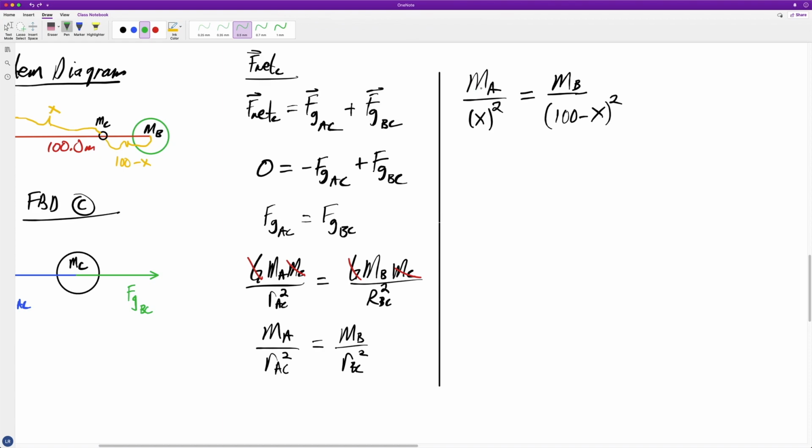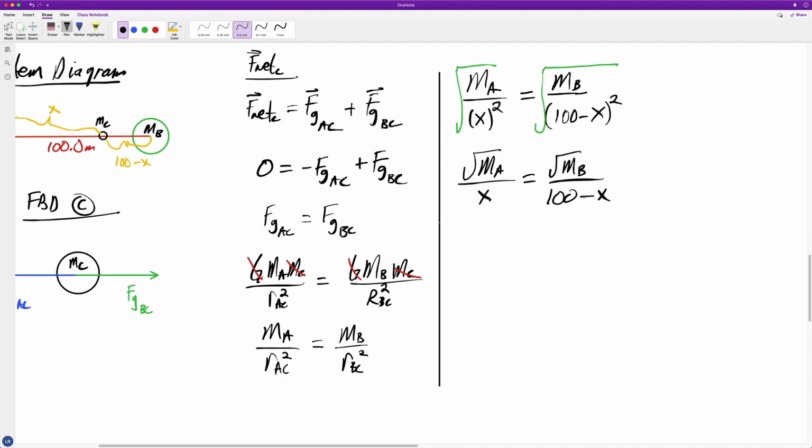So we can take the square root of the left side and take the square root of the right side. What that does is it makes the numerator the square root of MA, but the square root of X squared is just X. Technically plus or minus, but we're just going to go with the plus. The square root of MB is the square root of MB, and the square root of bracket 100 minus X is just 100 minus X. This simplifies the problem significantly because now we no longer have a quadratic.